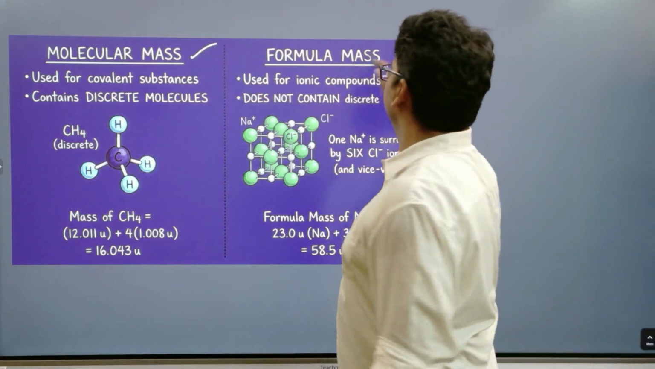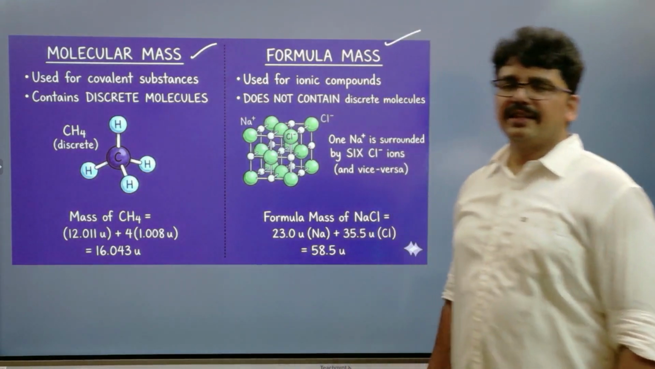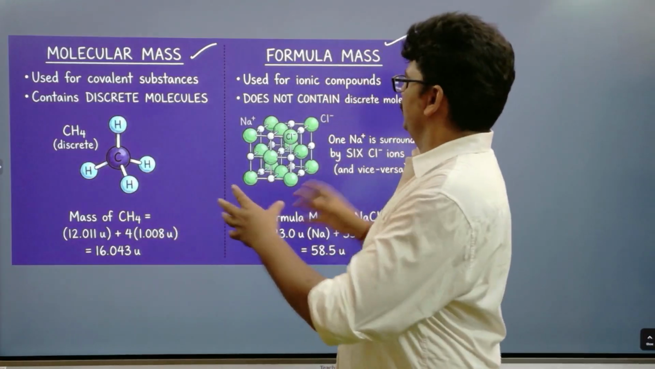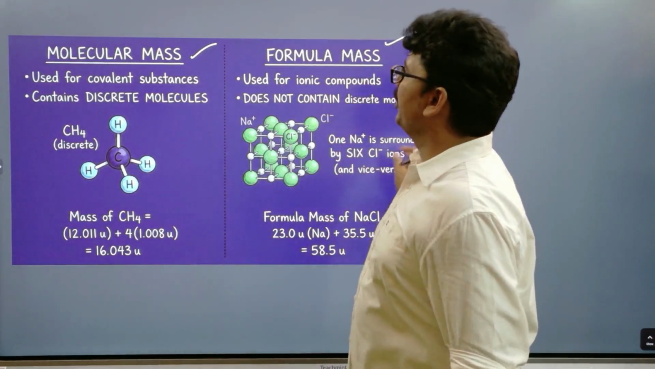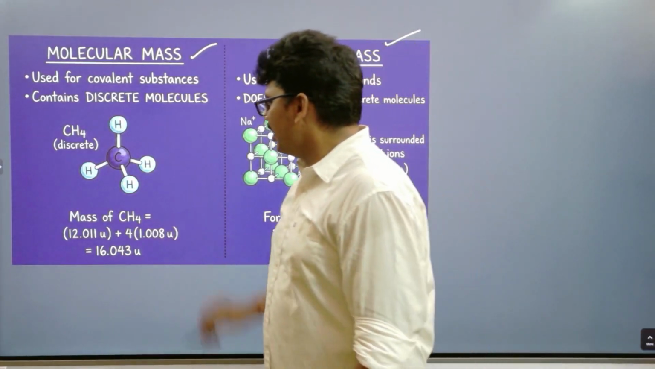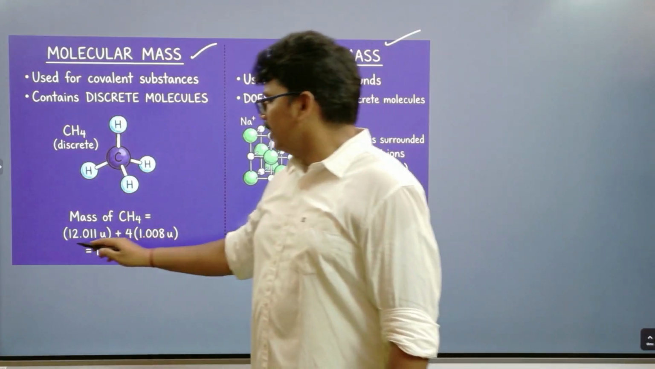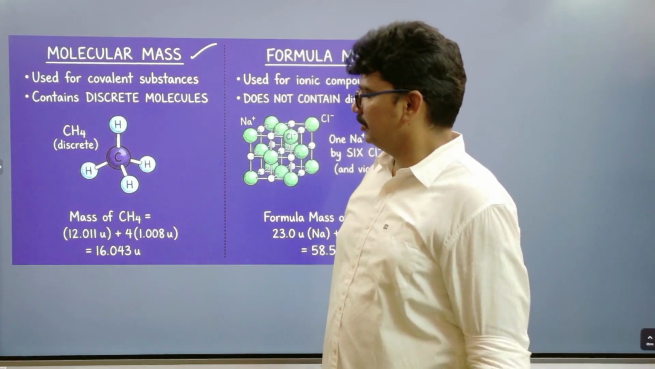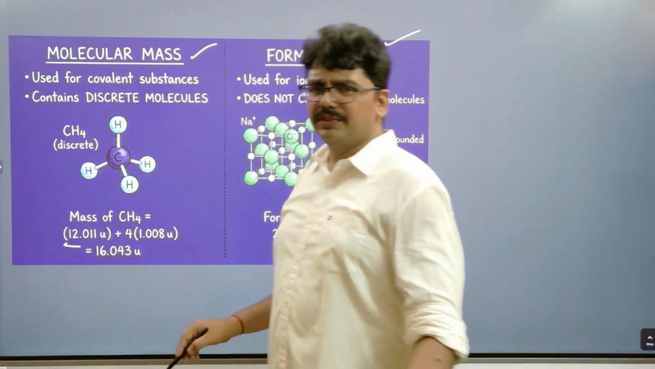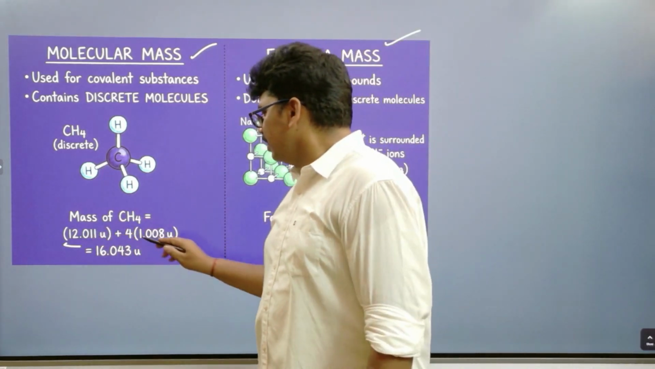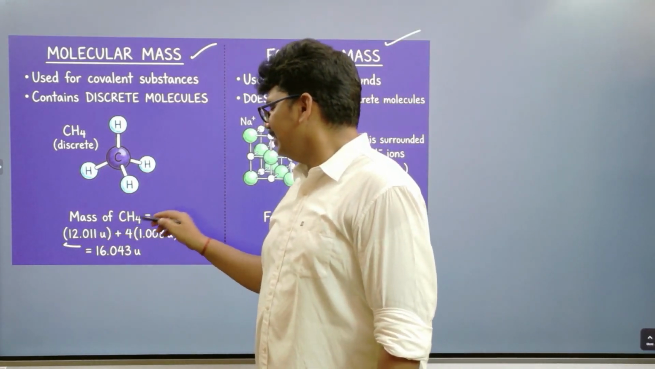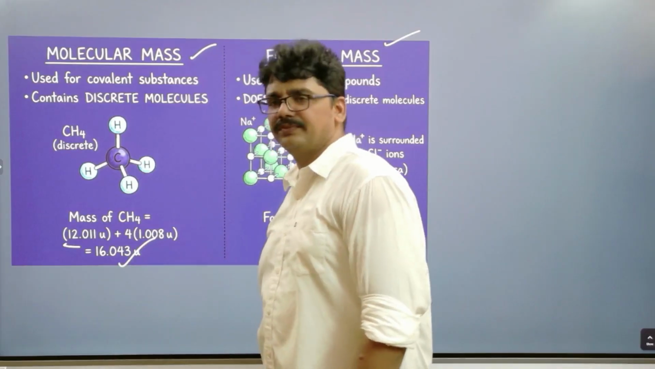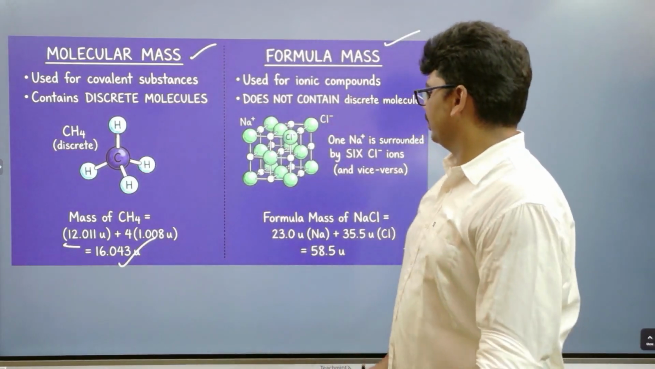Molecular mass and formula mass. First see this calculation. After that, we'll try to understand the difference between molecular mass and formula mass. So see the mass of methane. Carbon is 12.011, that is the exact mass of carbon. Approximately you can take 12, it's fine. So carbon is 12, hydrogen is 4 into 1. Each hydrogen is 1, 4 hydrogens, 4 into 1. So the mass of methane is 16. So this is how we calculate molecular mass.